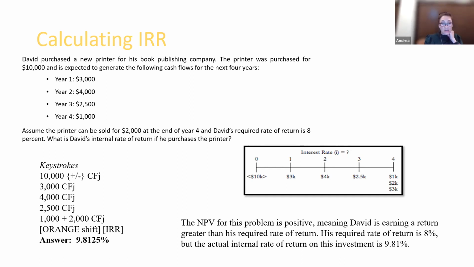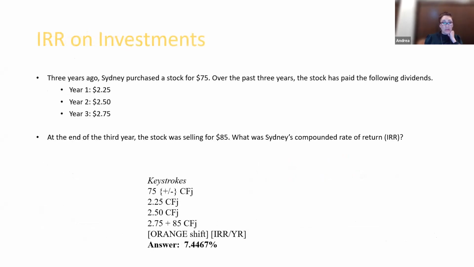So let's actually do a practice one. Three years ago, Sydney purchased a stock for $75, and over the past 3 years, the stock paid the following dividends. So we have the dividends of $2.25, $2.50, and $2.75. At the end of the third year, the stock was selling for $85, and so we want to know what Sydney's compounded rate of return is.